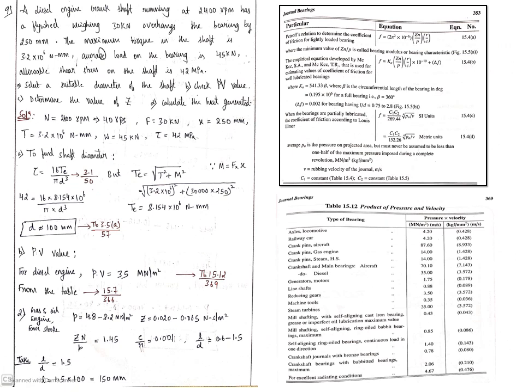So next problem. A diesel engine crankshaft running at 2400 rpm has a flywheel weighing 30 kilonewton that overhangs the bearing by 250 mm. The maximum torque in the shaft is 3.2 into 10 raised to 6 Newton mm. Now we need to find the average load on the bearing, which is 45 kilonewton. The allowable shear stress of the shaft is 42 megapascal.